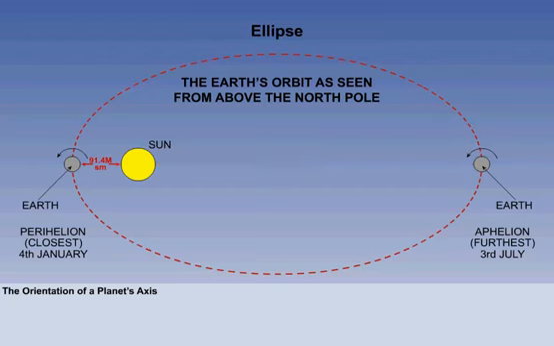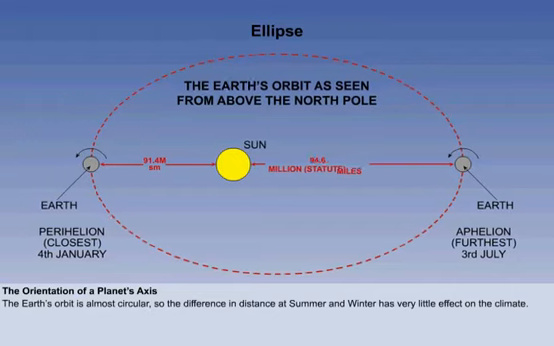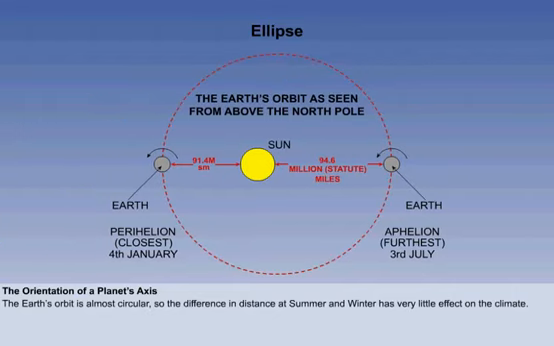But in fact, the difference in distance between perihelion and aphelion is only about 3% of the average Earth-Sun distance over the year. The orbit is almost circular, so the difference in distance at summer and winter has very little effect on the climate. In the northern hemisphere, early January can be one of the coldest times of the year, but this is at perihelion, the time the Earth is closest to the Sun. So, as we suggested in the last lesson, the changes in the seasons must be caused by something else. The actual reason is the tilt of the Earth.